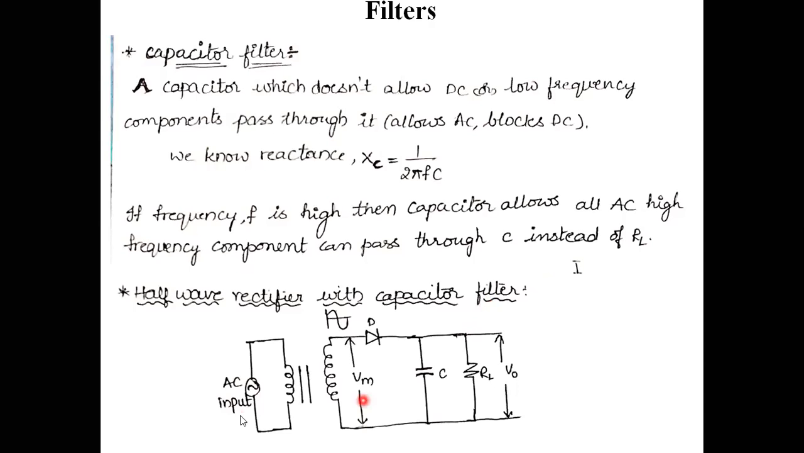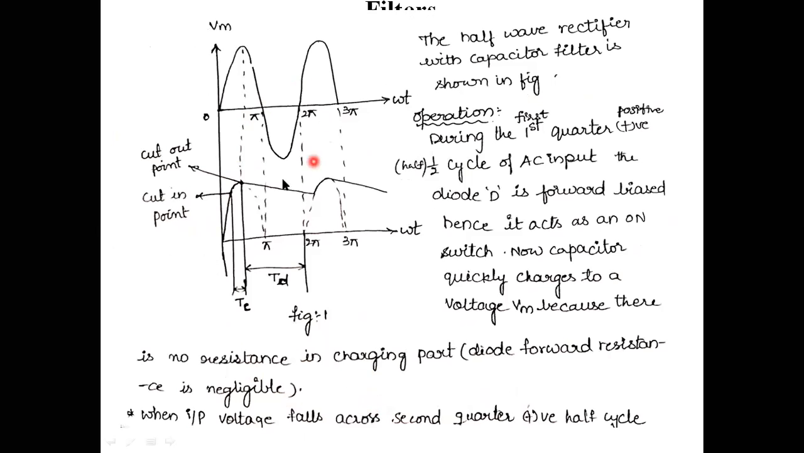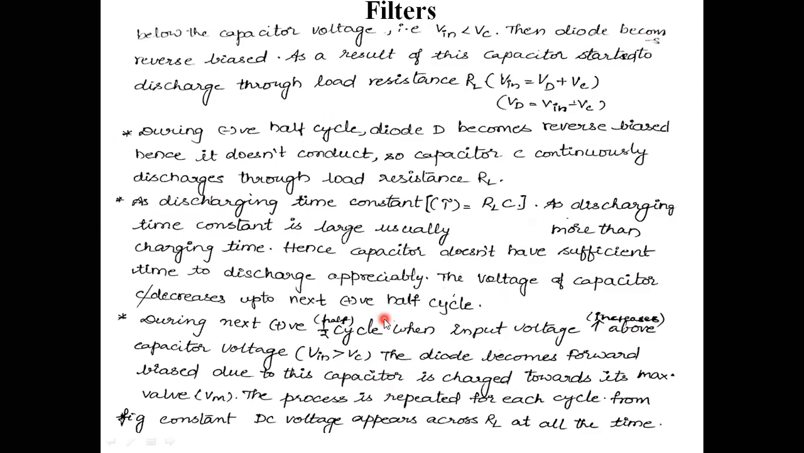Okay, same circuit diagram. One capacitor is placed before load resistance RL, and we can analyze the circuit with respect to this diagram, that is cut in point, cutout point. From cutout point to the cut in point, this is the discharging time. If Vin voltage is less than Vc, then the capacitor is in discharging position and the diode is in reverse bias position. I can treat that time period as TD here.